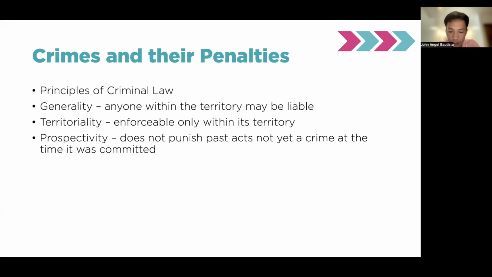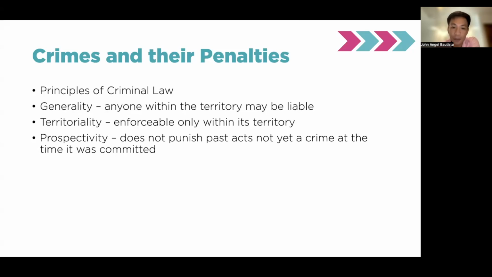Airplanes registered in the Philippines, marine vessels registered in the Philippines, although that may differ depending on the theory that you will study later. Also in our embassies, no? Our embassies are considered extensions of our territory, so our Philippine laws apply there. So that is the concept of territoriality. Generality answers who, sino ang pwedeng maging liable: lahat ng nandito sa Pilipinas. Territoriality, saan applicable: within the territory, except sa mga extensions ng ating territory.